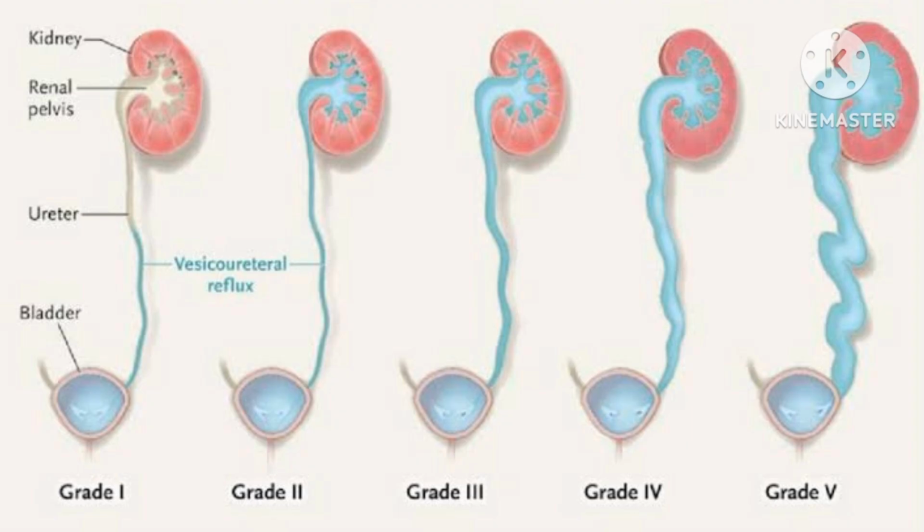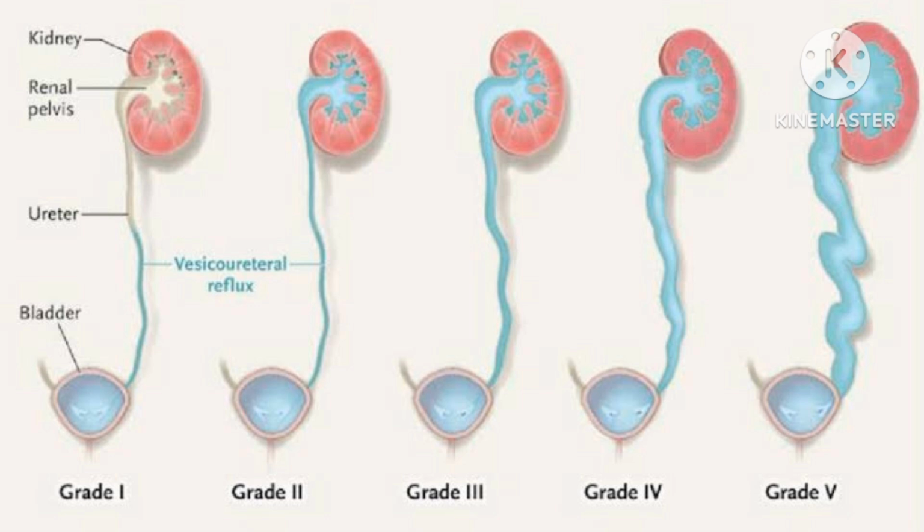International classification of vesicoureteral reflux. This classification grades vesicoureteral reflux as follows. Grade 1, reflux into a non-dilated ureter only. Grade 2, reflux into the renal pelvis and calyces without dilatation.